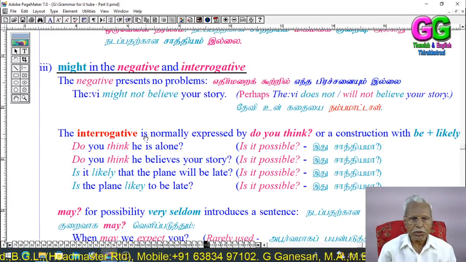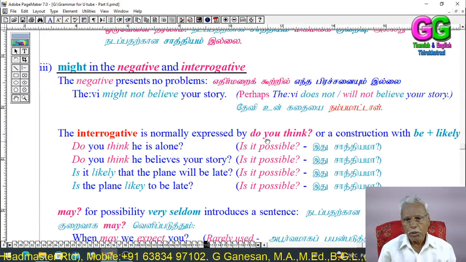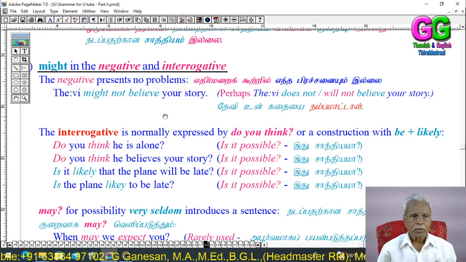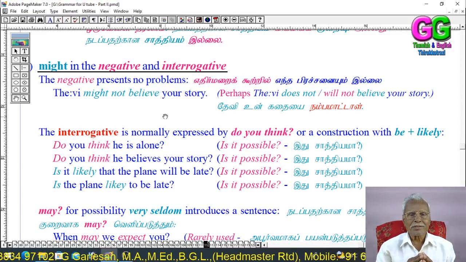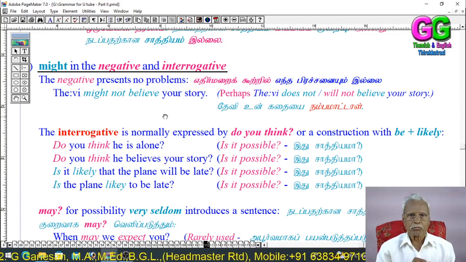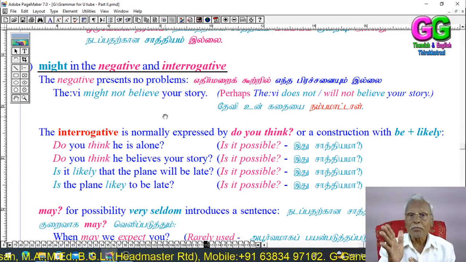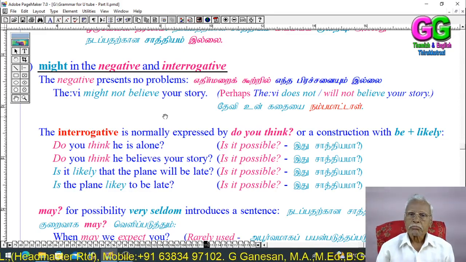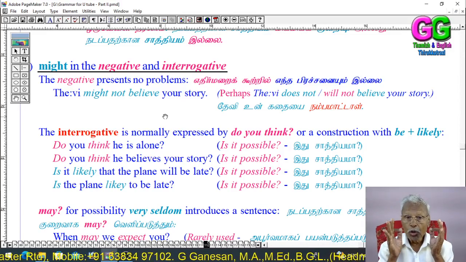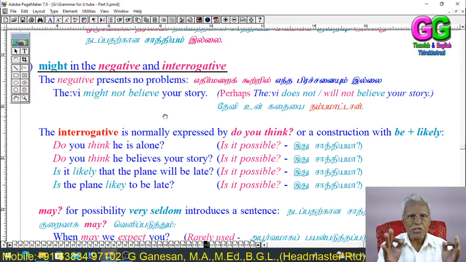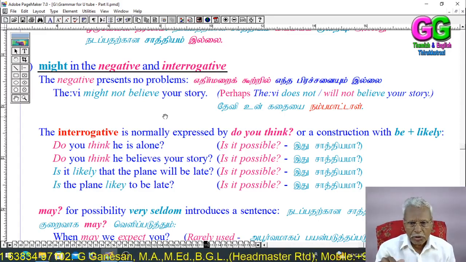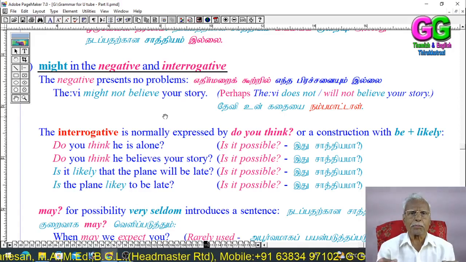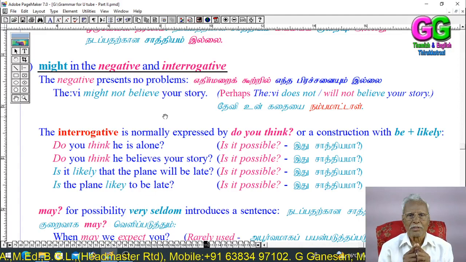But the interrogative is normally expressed by "do you think" or a construction with be plus likely. Might is not normally used in questions. Instead of might, the pattern "do you think" or be plus likely is used. That is, English speakers do not use might in interrogation.